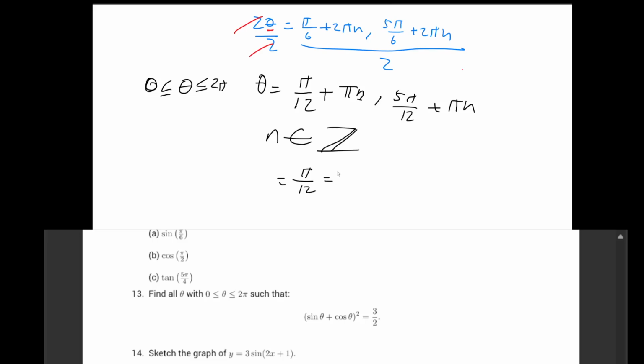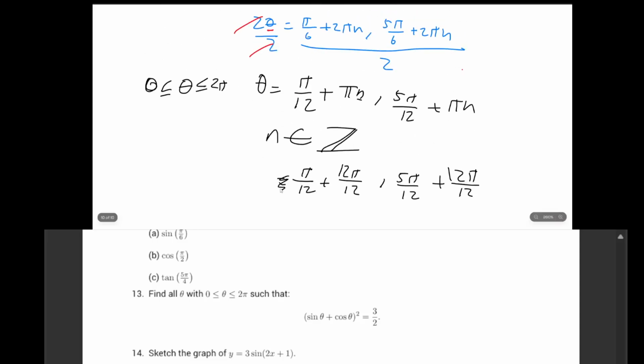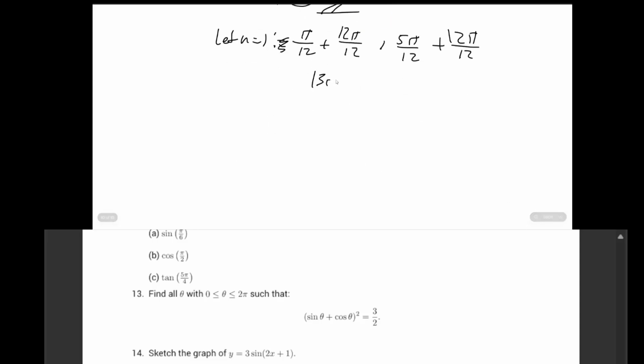So this will be pi over 12 plus 12 pi over 12, and then 5 pi over 12 plus 12 pi over 12, because I'm just letting pi be the same as 12 pi over 12. I let n equal 1. So then I got 13 pi over 12.